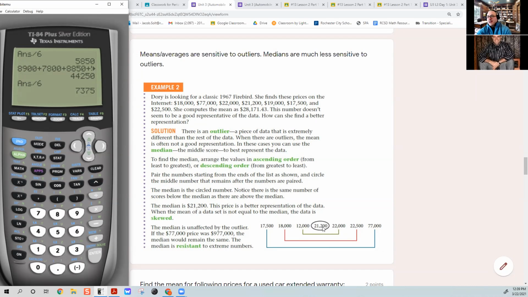And this price, notice, is a much better representation of the data. When the mean of a data set is not equal to the median, the data is skewed, right? If the mean and the median are the same, then the data is symmetrical. It's not skewed. If the mean and the median are very different, then the data is skewed. The median is much less affected by outliers, right? If that 77,000 had been 977,000, it wouldn't have changed the median, because that 977,000 would have just been crossed off our list. That's why we say the median is resistant to extreme numbers.